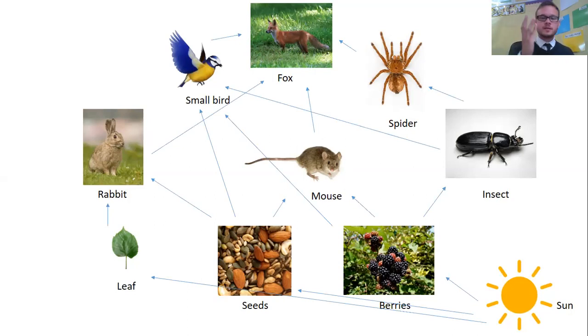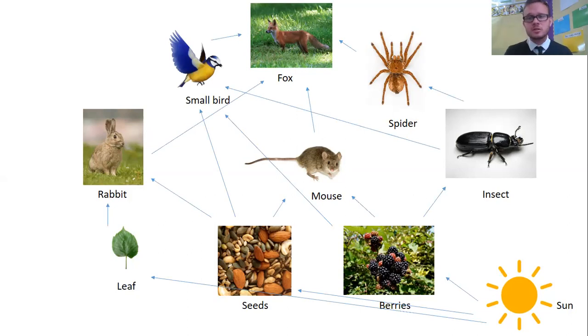So we've got, like I said, the berries, the seeds, and the leaf all consume the sun, which is our energy source. The rabbit then eats the leaf, but it can also eat the seeds. That small bird can eat the seeds. It can eat the berries. It could also eat the insects. So actually, that's more of an omnivore than we thought.